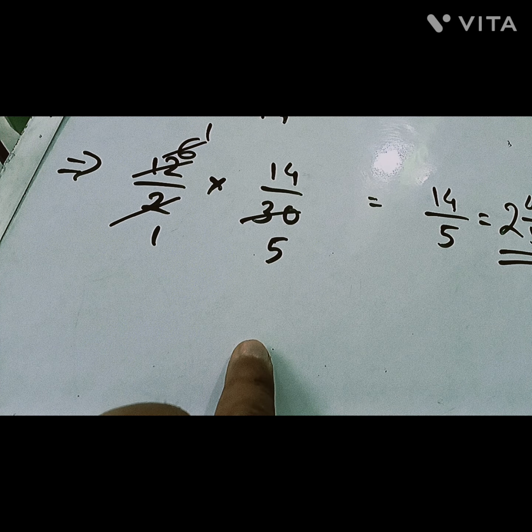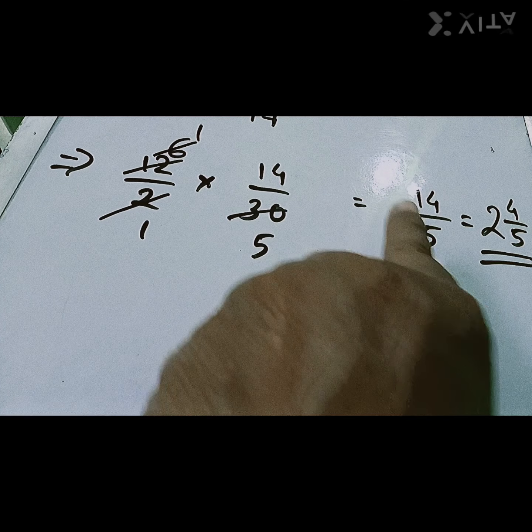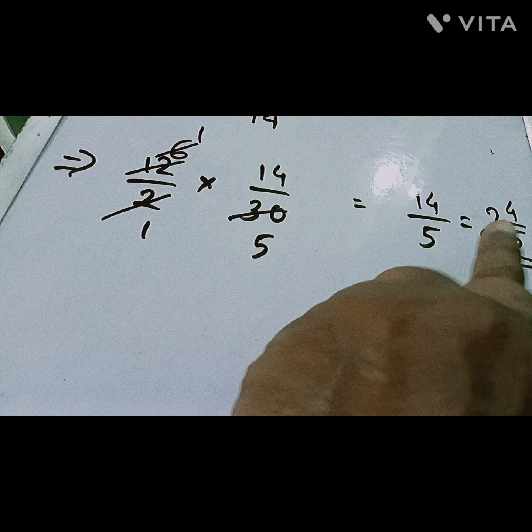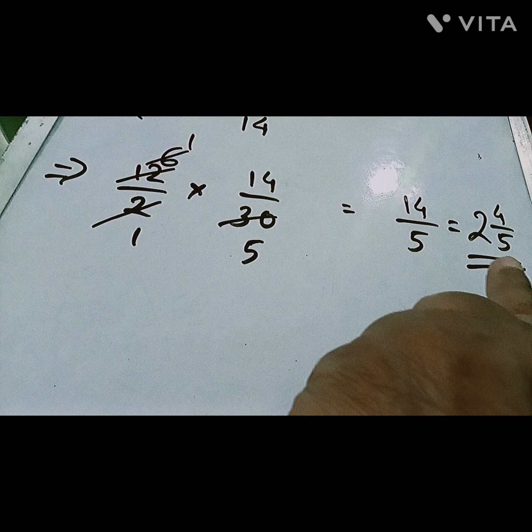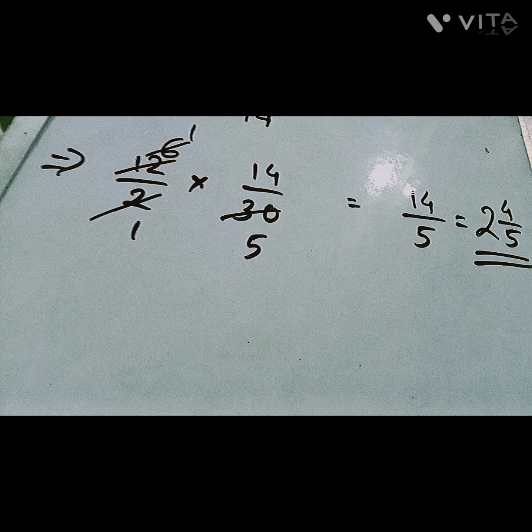So the answer is 14 by 5. Is it the answer? Yes, it is the answer, but it is an improper fraction. We have to always convert improper into mixed number. 5 goes into 14 how many times? 2 times. So 2 is the quotient, remainder is 4, denominator is 5. 2 4 by 5. This is the answer.